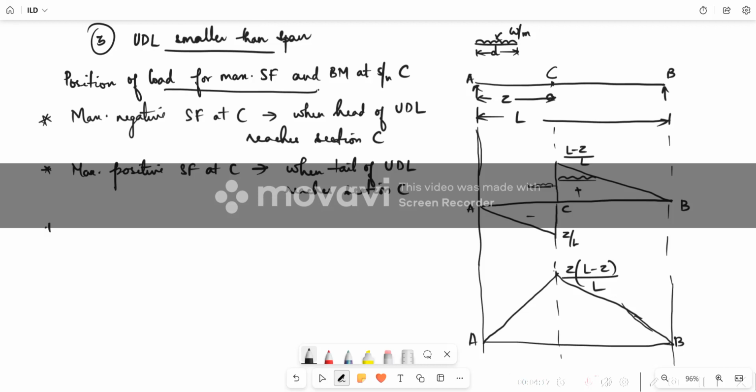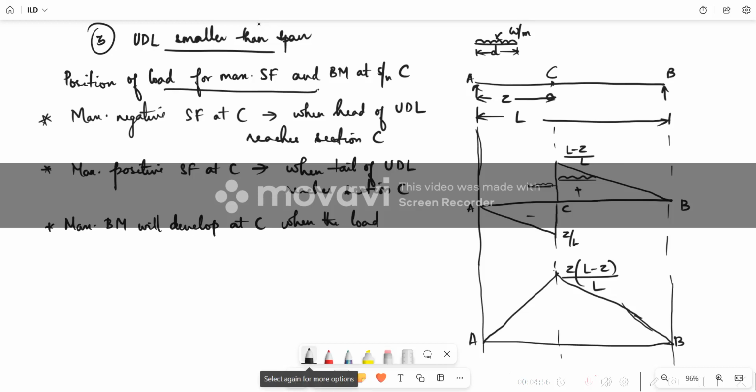Similarly, we have one more thing to find. What about maximum bending moment? Maximum bending moment will develop at C when the load is placed at C, in such a way that some part of it is to the right of C and some is to the left of C. The total is d. So you have to find out how that load should be placed so that you get a maximum bending moment. That is what you have to derive and find out.